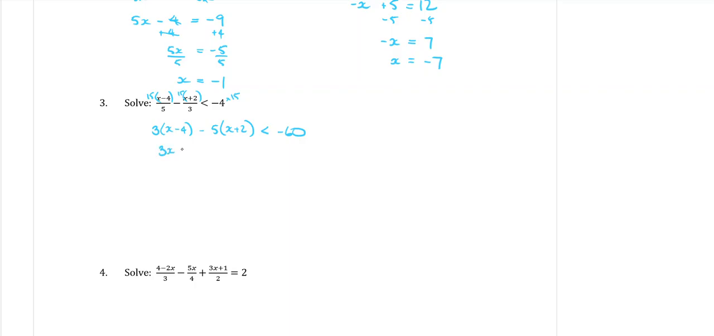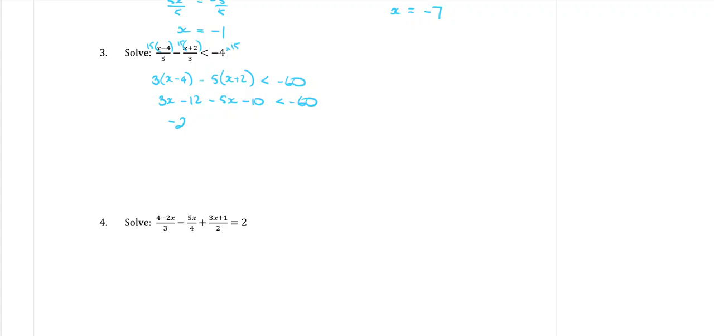So 3x minus 12 minus 5x minus 10 is less than minus 60. 3x minus 5x is minus 2x. Minus 12 minus 10 is minus 22, less than minus 60. Add the 22. So that's minus 2x is less than minus 38. And then dividing by negative 2 means we must remember to turn the sign around. Minus 38 divided by minus 2 is a positive 19.